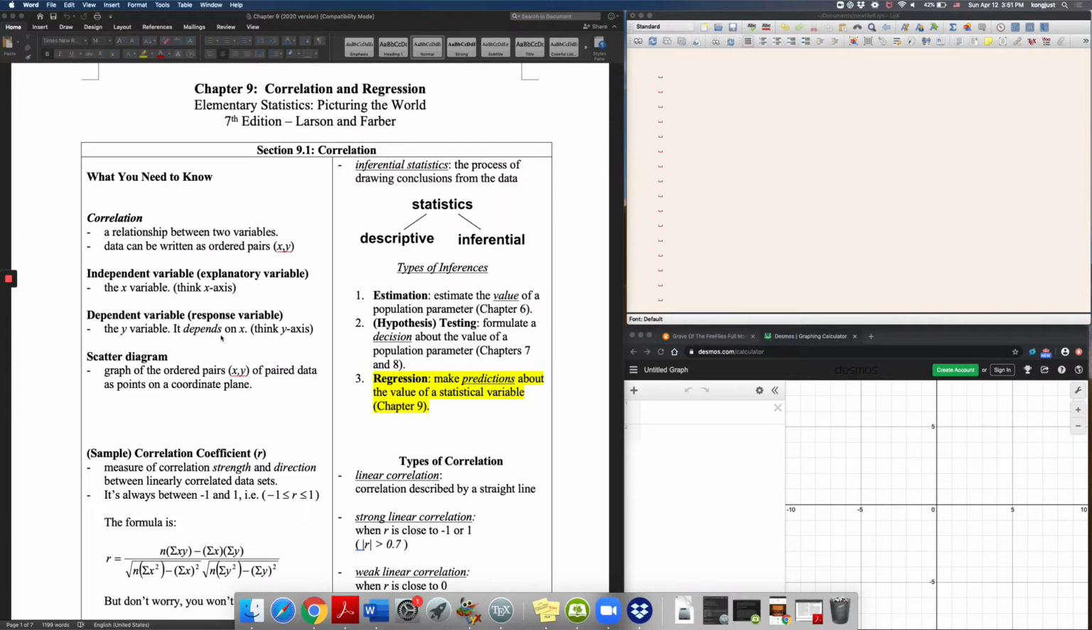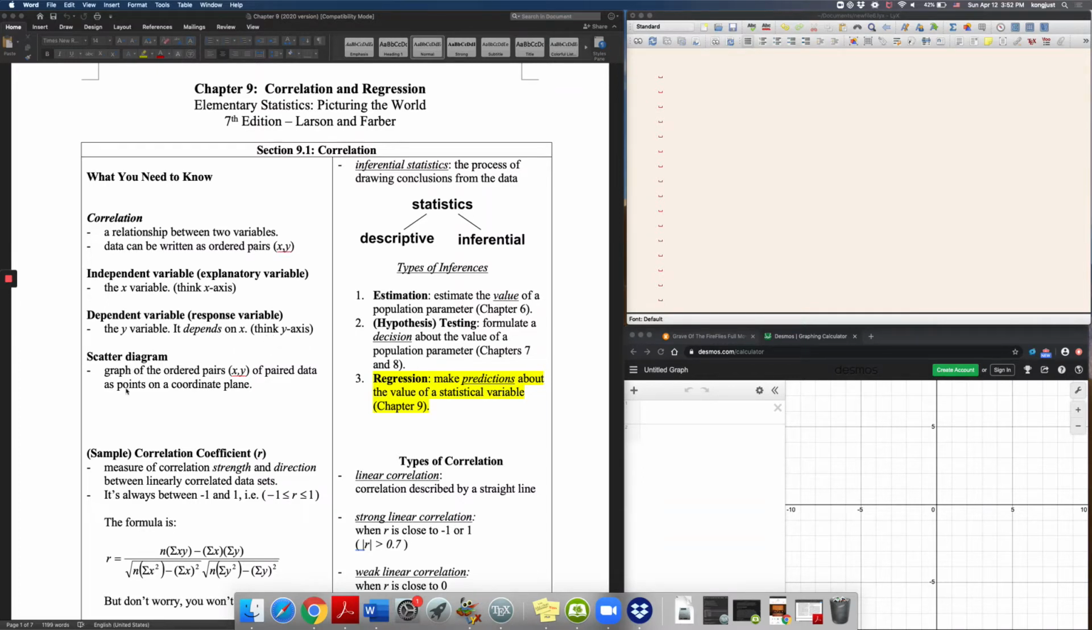Dependent because it depends on x. They also call that the response variable in statistics, but it really has the same meaning. As x varies, then y is dependent upon that. So think about the x variable as being along the x-axis in the typical coordinate plane, and the y-axis as being the axis for the dependent variable.